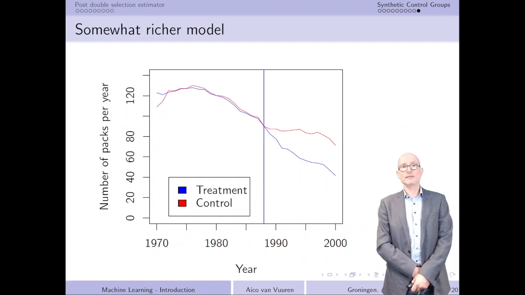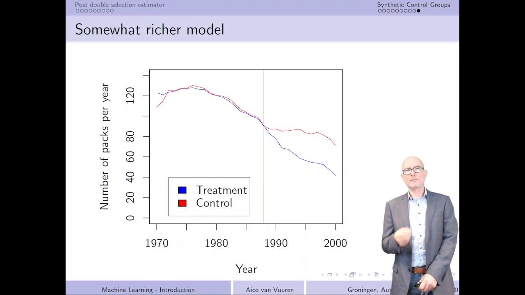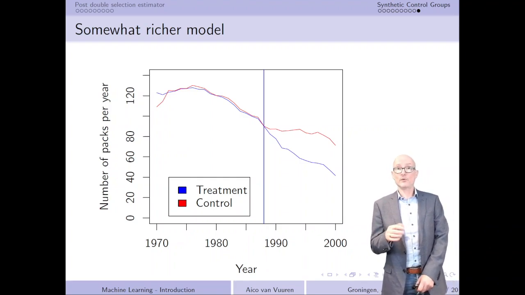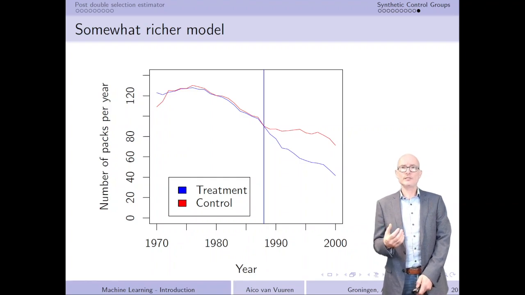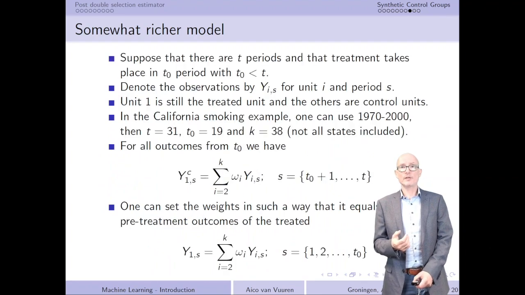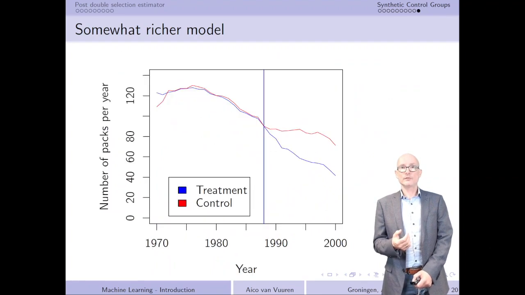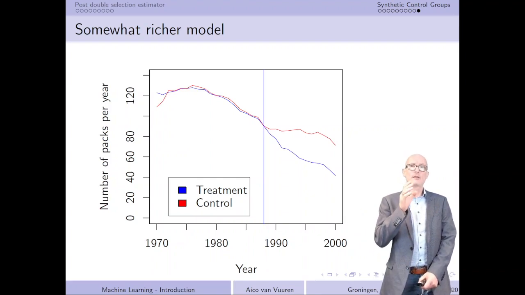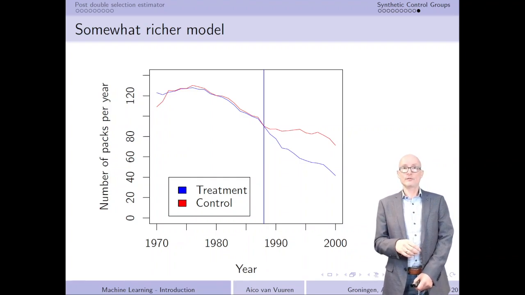But then starting in 1989, we make our predictions. The blue curve is still based on our observations from the treated unit, California, of course, but the red curve is now based on our predictions, using the weights and the control states. Using, of course, the weights that we have determined in the period before the treatment.